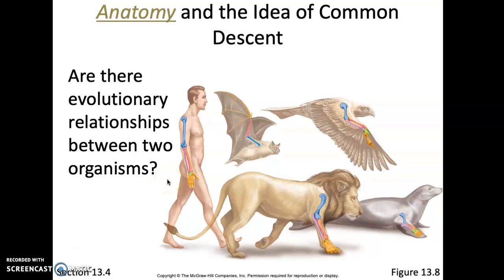This section is how anatomy contributes to the evidence of evolution. Here are some pictures of different organisms, and the question is, are there evolutionary relationships between these two? So what we have shown is the arm of these different specimens here.